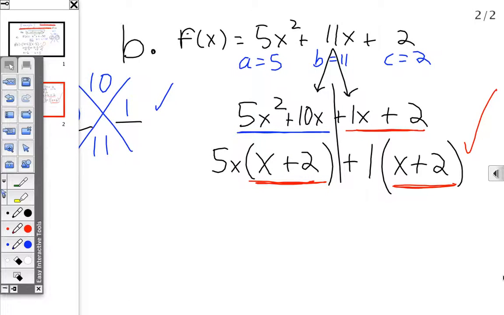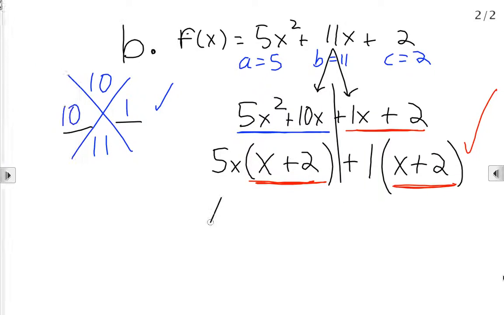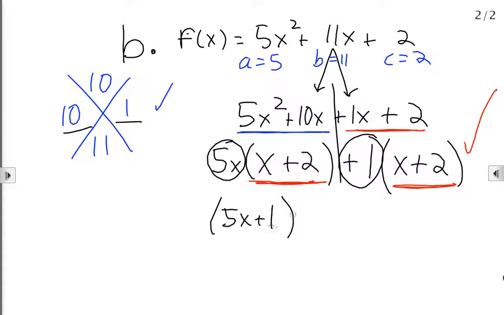Now we're going to write our final factored form. One of our factors comes from taking this term and this term, 5x plus 1. And then our other factor is the common factor that they share, x plus 2. So we have factored our quadratic equation. We still label A, B, and C, and we still set up our diamond. The only difference is instead of using these numbers for the final answer, we use them to split B into 2 pieces, then factor the left half, factor the right half, and then group the factors at the last step.